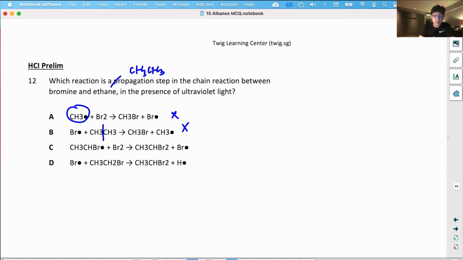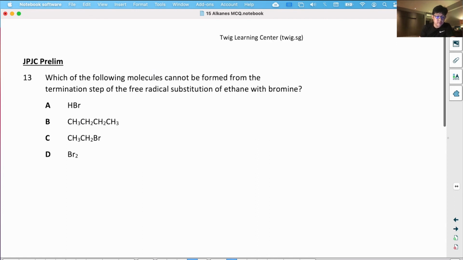Okay, so this is actually correct. This is actually the second step of a propagation step. So what happens is the Br goes in and you form another radical. Okay, Br dot radical. So this is actually correct. For this one, it's wrong because you don't form a H radical. H radical is not formed in free radical substitution. All right, so yeah, this is probably the answer. Okay, or in fact, this is the answer.